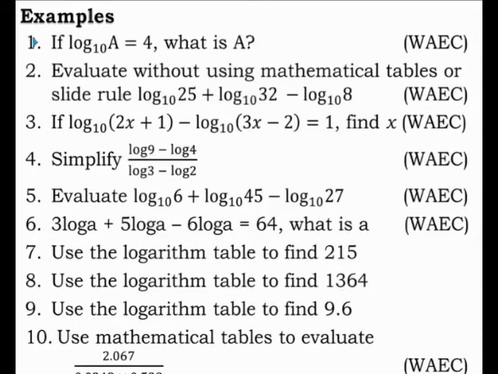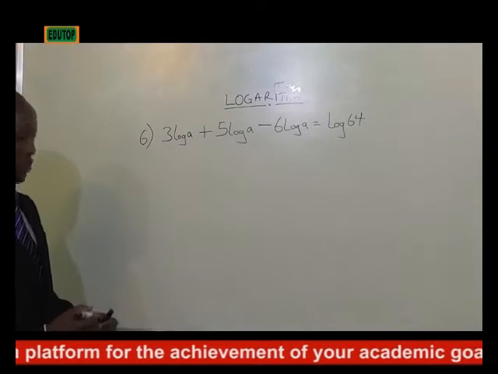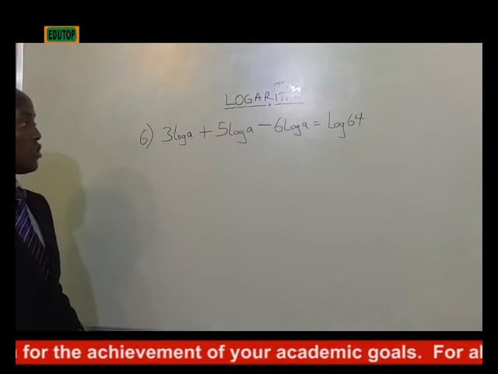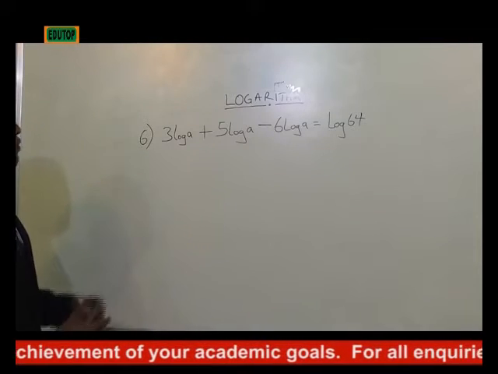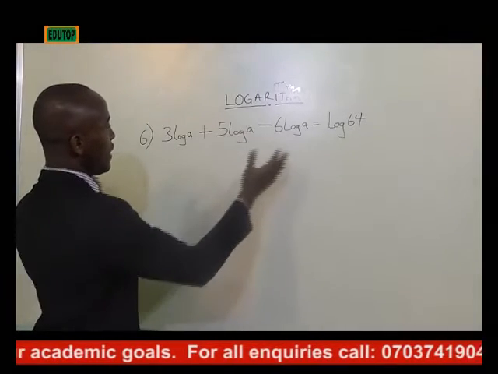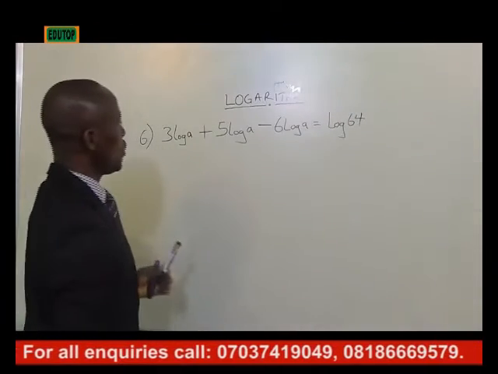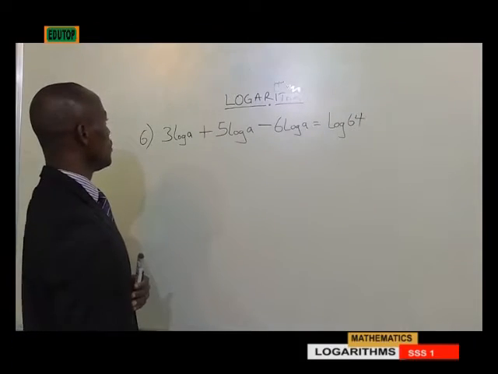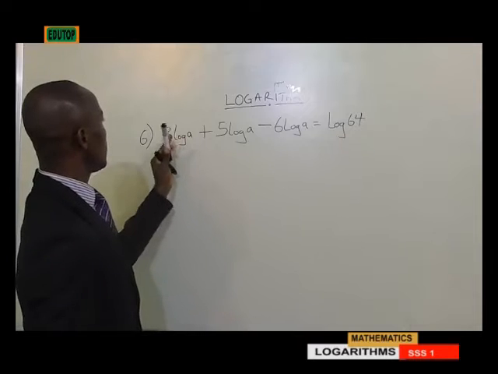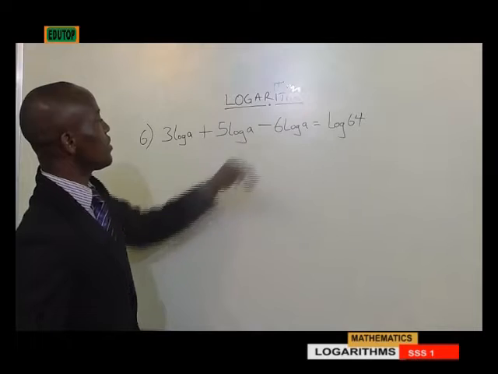What is A? That's our number 6 example. What we are going to do here is just a straight addition and subtraction that is being involved. 3 plus 5, we have log A on the left hand side, and on the right side we have log 64. So what we are going to do is 3 plus 5 minus 6. 3 plus 5 is 8. 8 minus 6 is 2.